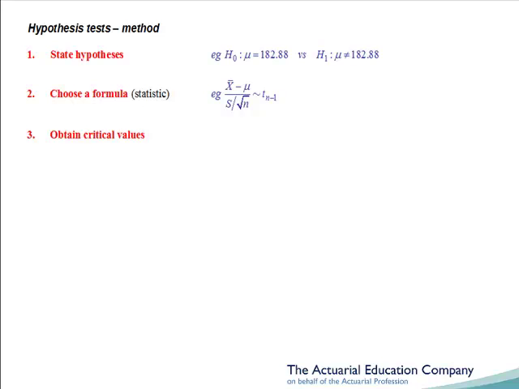Step 3, we need to obtain our critical values. These are the values which bound our critical or rejection regions. In order to do this, we need to first decide whether the test is one- or two-sided, and we do this by looking at the alternate hypothesis. In our example, our alternate hypothesis was mu is not equal to 182.88, and so we would have rejected the null hypothesis had it been too big or too small, and this is a two-sided test.